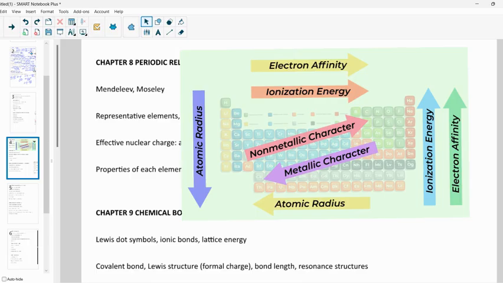Right? All of this is based on that effective nuclear charge. If we can understand that finally, then we can understand all of these. It's not just random that atomic radius decreases as you go across. If you understand effective nuclear charge, we can understand all of these trends.